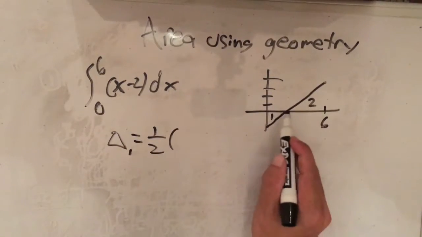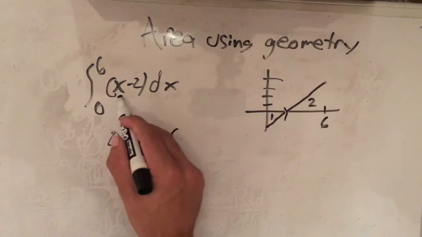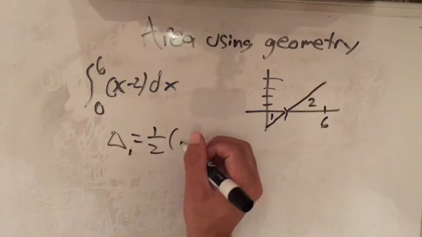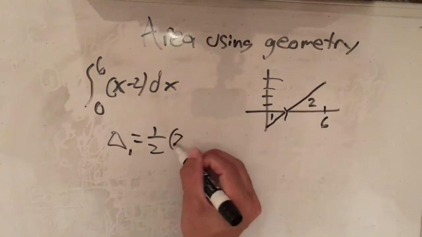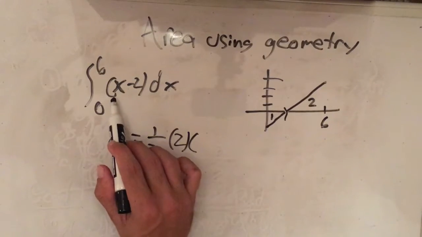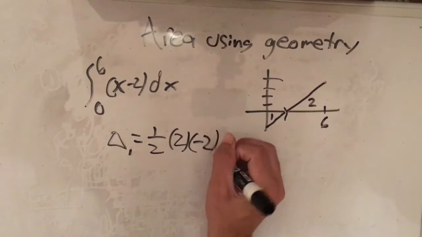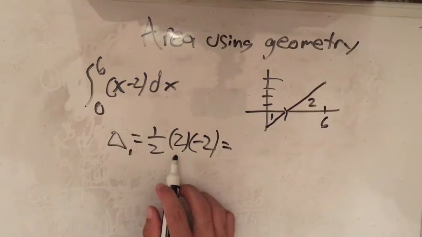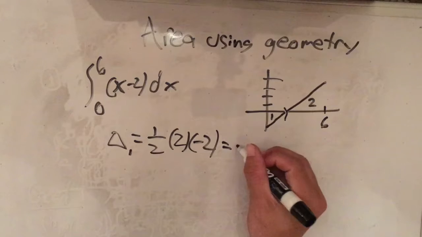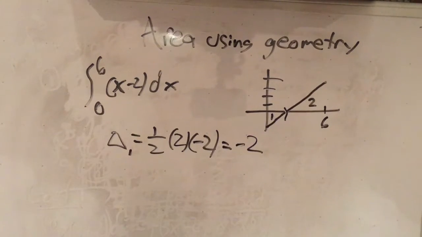Our base, when y is 0. If we look there, y is 0 when x is 2. So we go from 0 to 2 here. So our base is 2. And our height, we started at x equals 0, which means that y was -2. That goes to -2. Now don't forget that negative. That's a very common mistake that people forget. It's below the x-axis, so the value is negative.